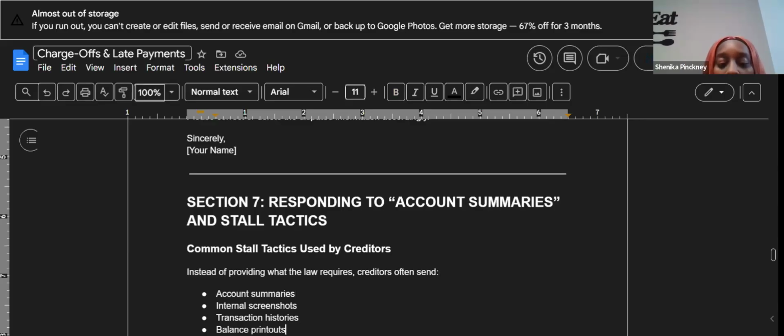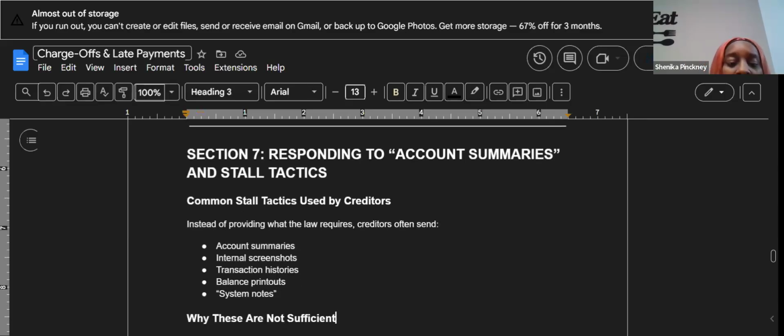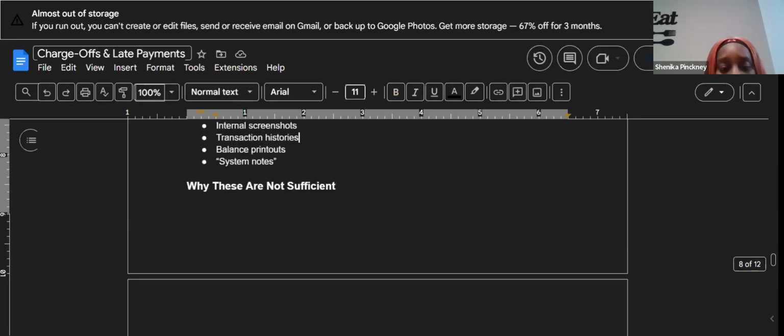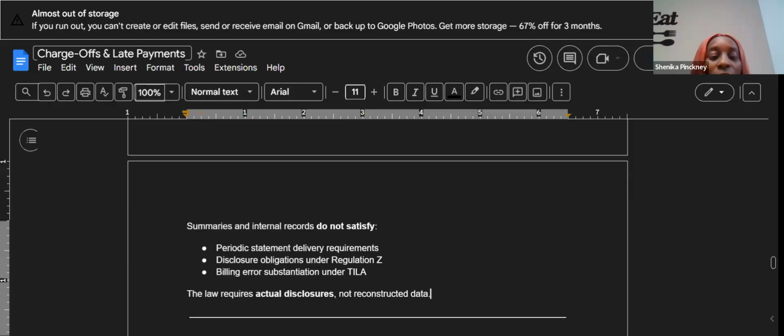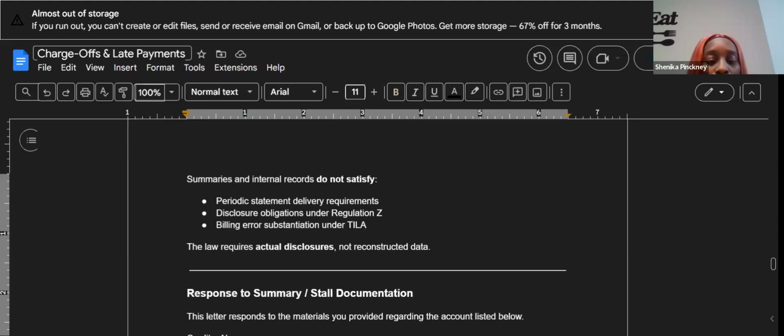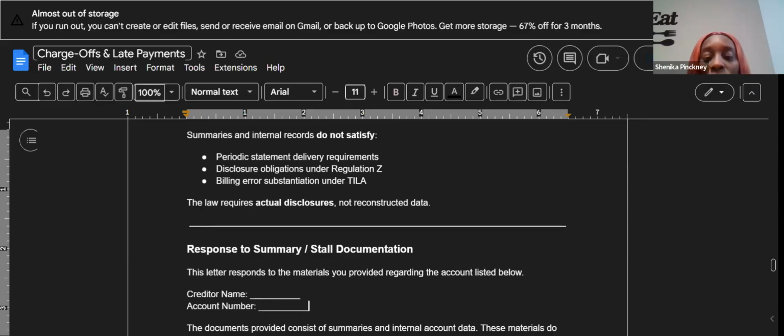Another section when we talk about stall tactics, right? So common stall tactics used by creditors, as some of them I was explaining to y'all, they may send you account summaries, internal screenshots, transaction histories, balance printouts, system notes. These are not sufficient. Why aren't they sufficient? Because summaries and internal records do not satisfy periodic statement delivery requirements, disclosure obligations under Regulation Z, or billing error substantiation under the Truth in Lending Act. The law requires actual disclosures, not reconstructed data, you guys.